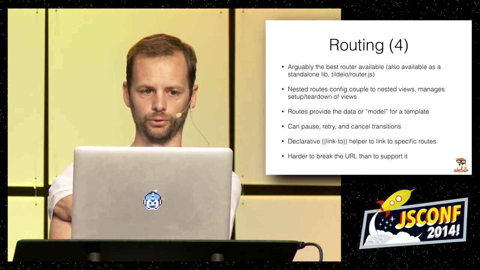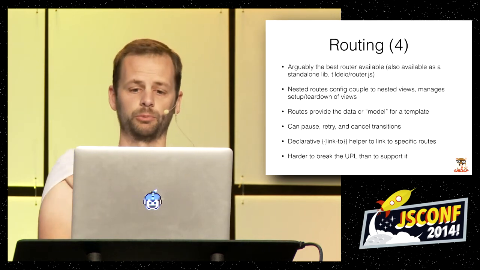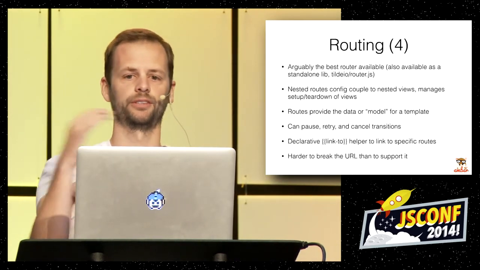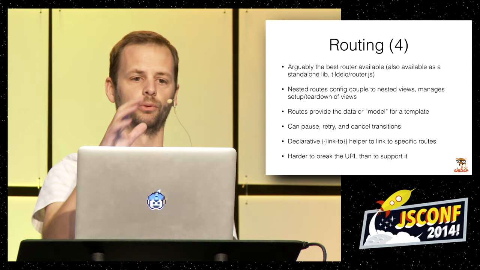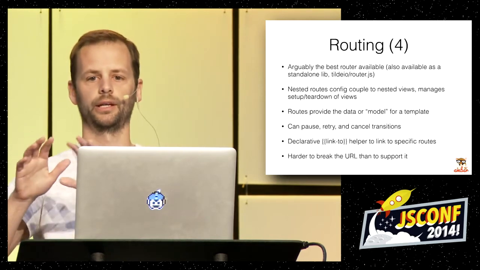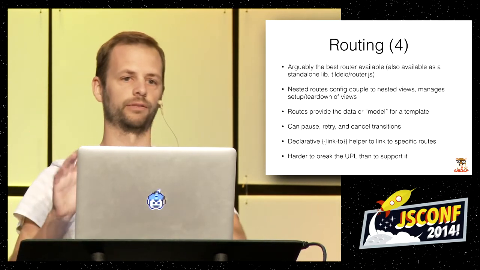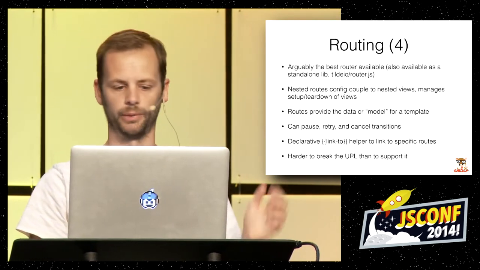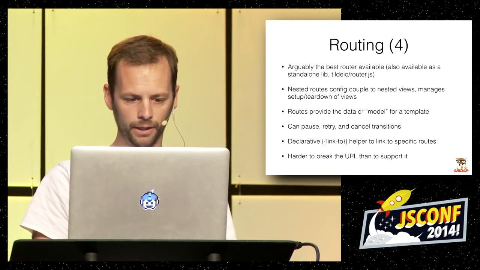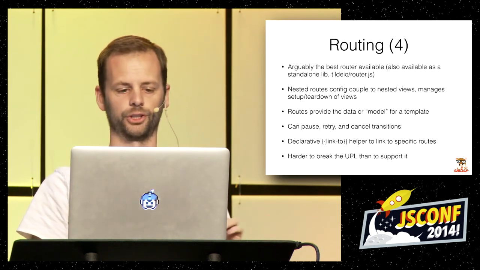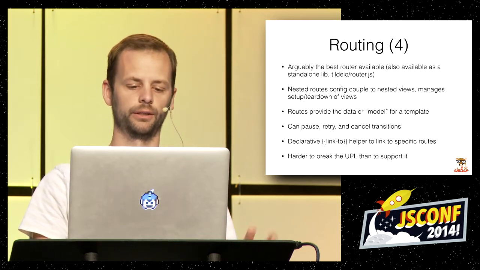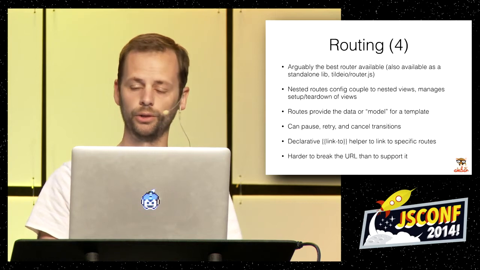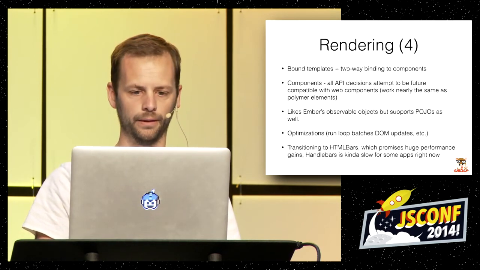I'm running out of time, so I'm going to cruise through the sales pitch there. So routing, this is arguably the best part of the app. You can have nested routes, and those couple to nested views. So doing a master detail and then doing a master detail inside of there is the very same. You don't have to change anything, where in all the other code examples that I had to do one more level, I would have had to change all my architecture. Routes have a ton of functionality. You can pause, retry, cancel transitions. You get declarative links to other places. And from experience, it is a lot harder to break the URL than to support it in Ember.